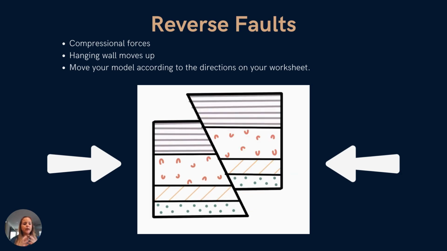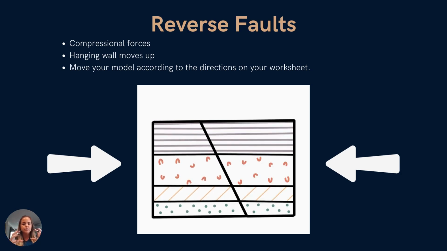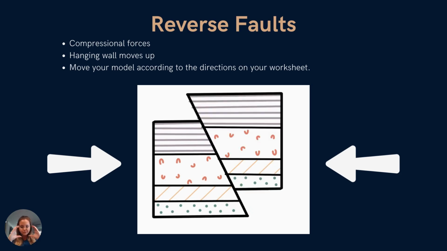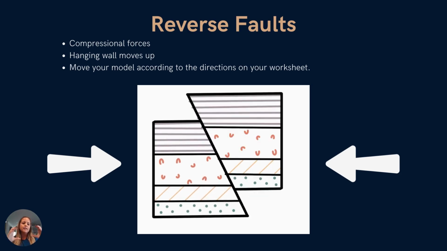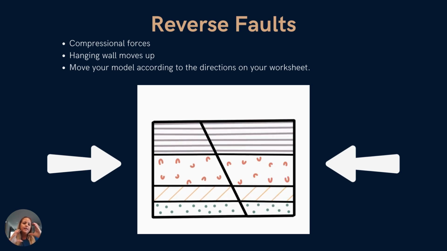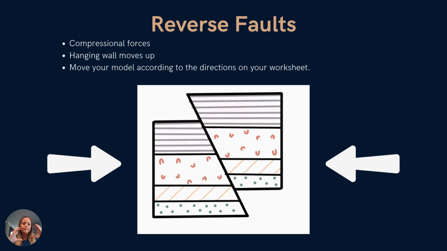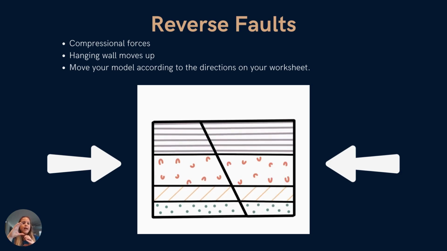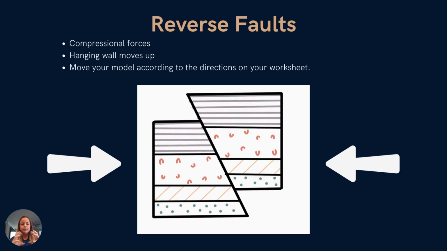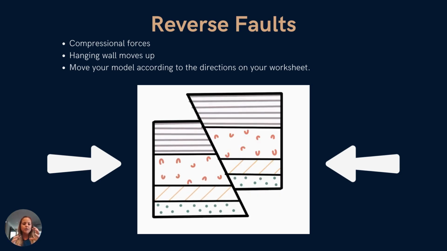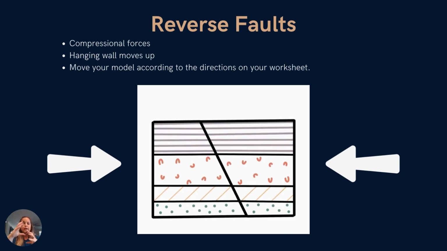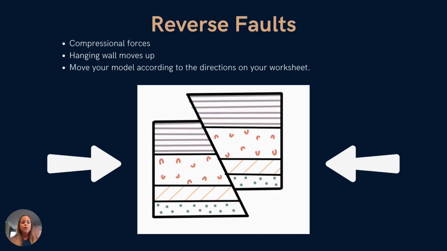Okay, so here we have compression forces pushing against these rocks. We have a normal rock block there with a bunch of different horizontal layers, and as compression is applied, they break, and one of them is pushed upward. And that one that's pushed upward happens to be the hanging wall here. And so with your little diagram, you can move things around and watch as you move the layers up on one side, what is happening to the layers, what are you creating, basically.